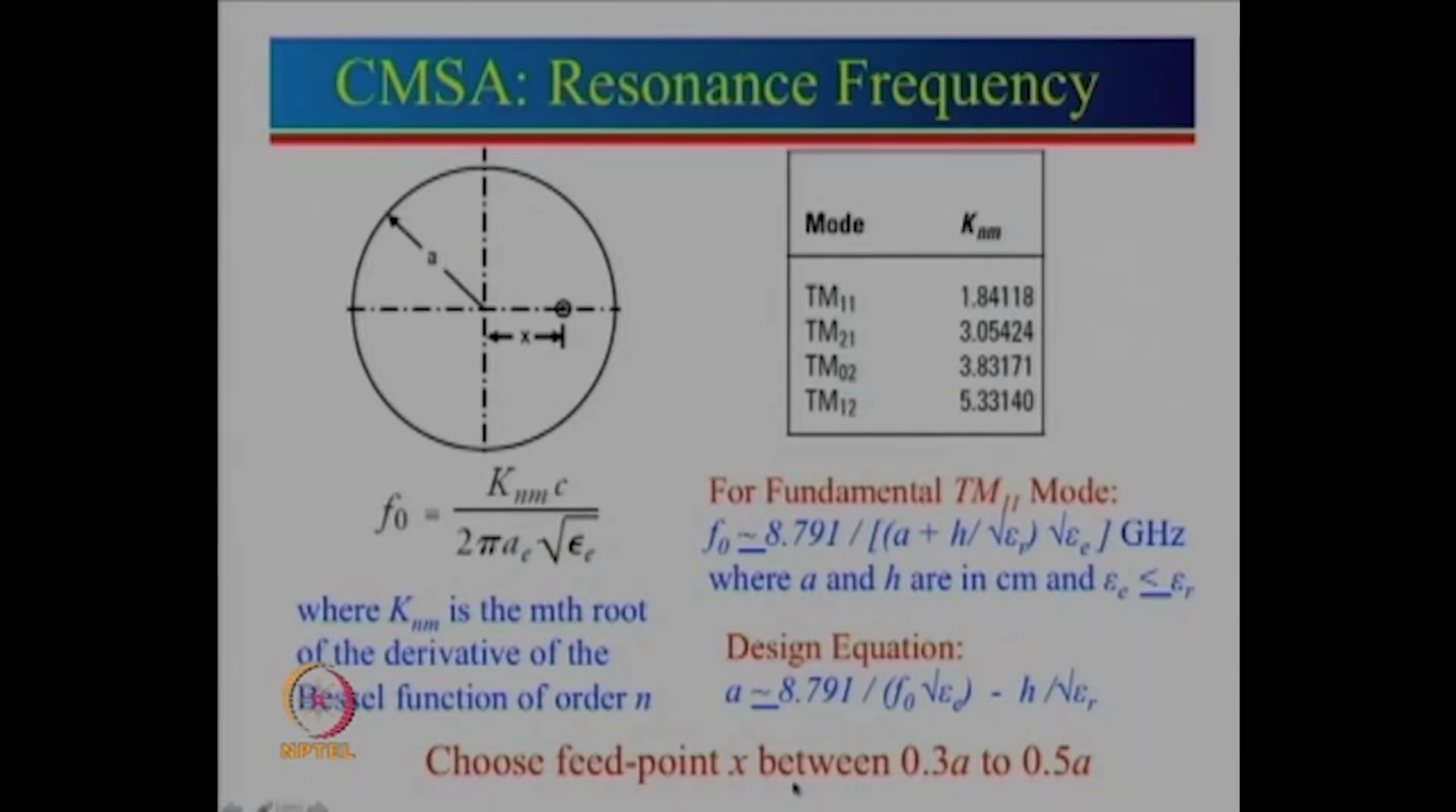Now comes the next part, we need to choose the feed point. Again, as before, typically x is 0.38 to about 0.5a. By using this, you can get an approximate match with 50 ohm. So, we will continue from here in the next lecture.